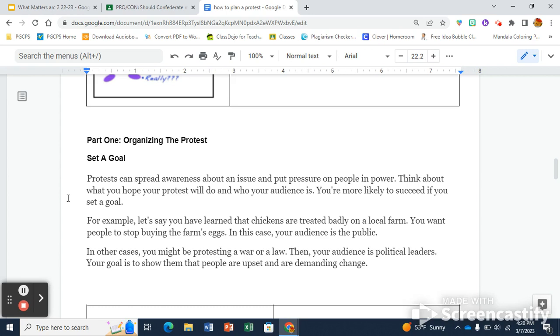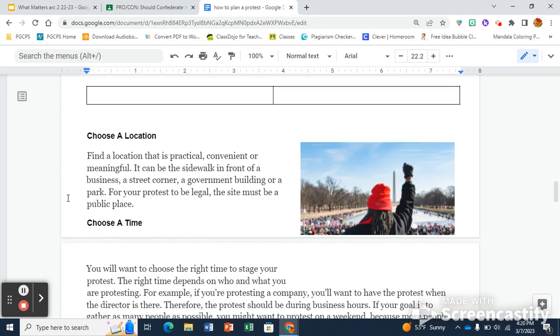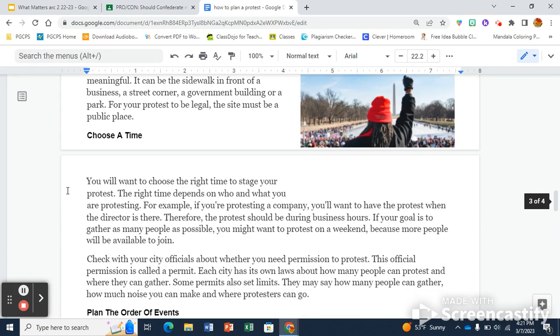In this case, your audience is the public. In other cases, you might be protesting a war or a law. Then your audience is political leaders. Your goal is to show them that people are upset and are demanding change. Choose a location. Find a location that is practical, convenient, or meaningful. It can be the sidewalk in front of a business, a street corner, a government building, or a park. For your protest to be legal, the site must be a public place.